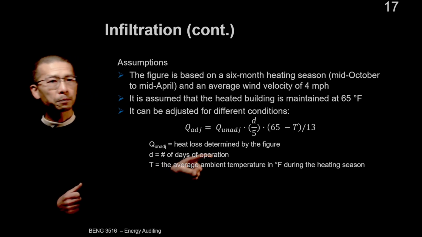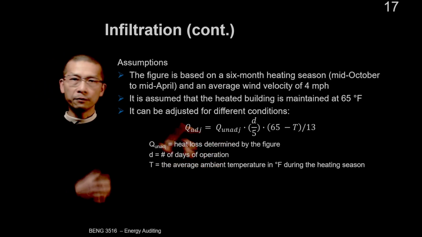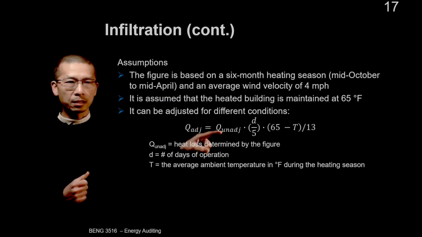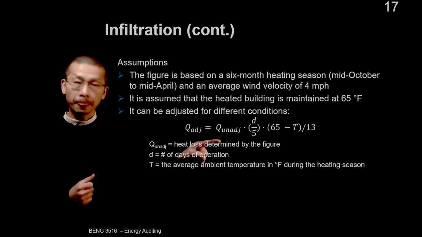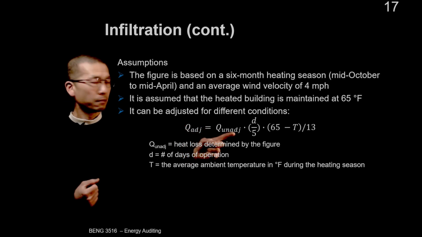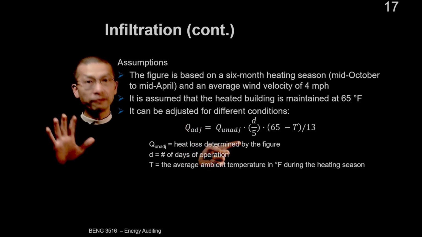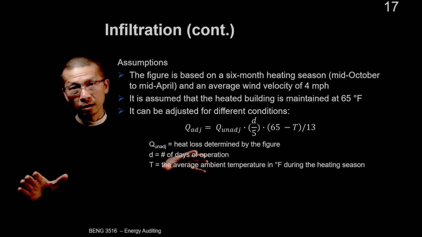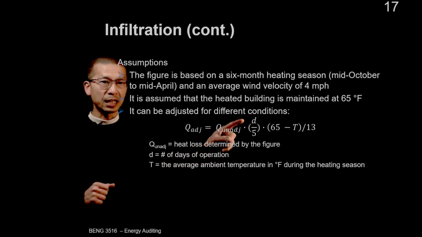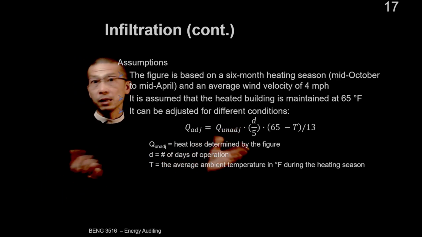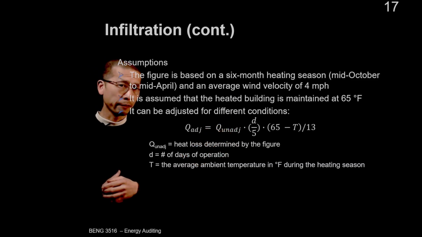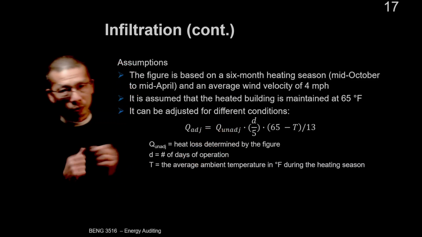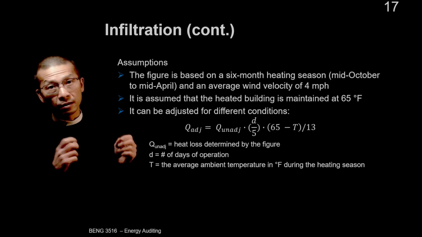For example, if we read the Q from the figure, that's unadjusted, and the figures are for 5 days a week. The building is open 5 days a week. So D here is the number of days. If the building opens 7 days, then we will use 7 divided by 5 there to account for the different number of days.